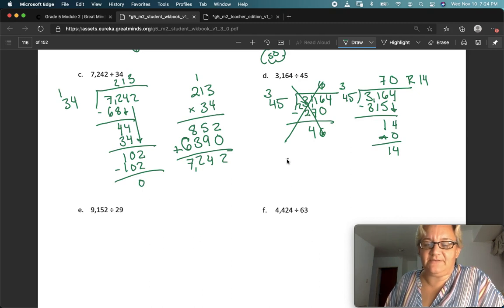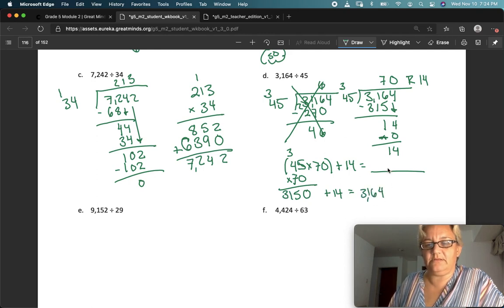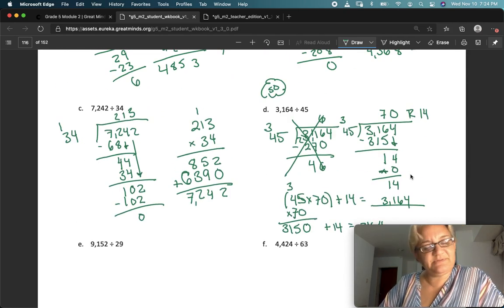And so I'm going to have to check my work down here. 45 times 70, plus 14, okay? That should equal our dividend. So 45 times 70, and I'm just going to write it underneath here. Save a little space. I'm going to skip the 0. 7 times 5 is 35, carry the 3. 7 times 4 is 28, 29, 30, 31, okay? That plus 14 equals 3164. Good, works out. There. Yeah, sometimes we make mistakes, that's okay.